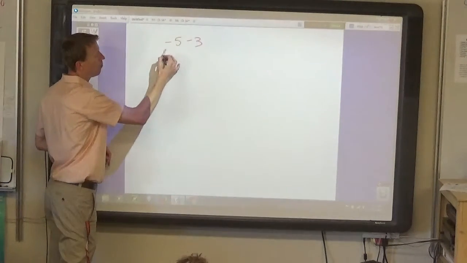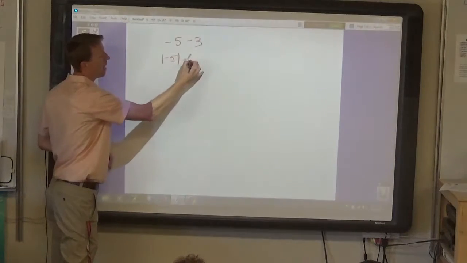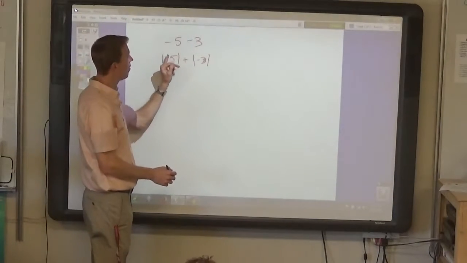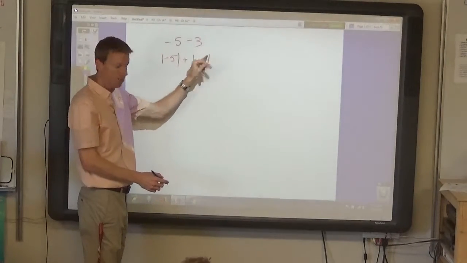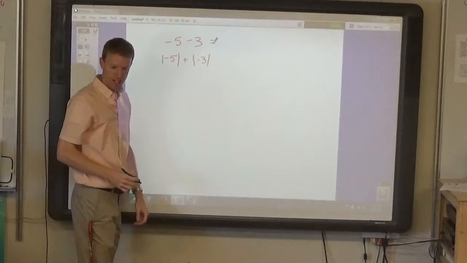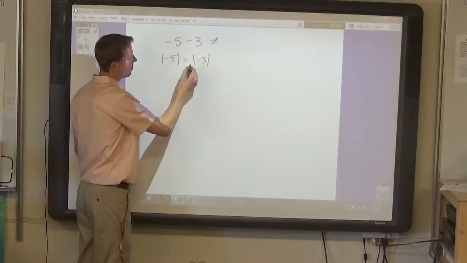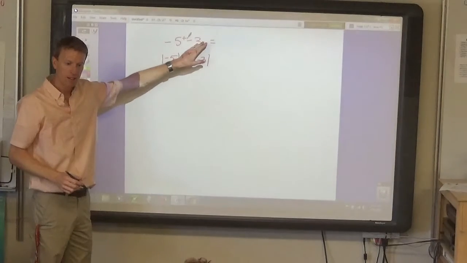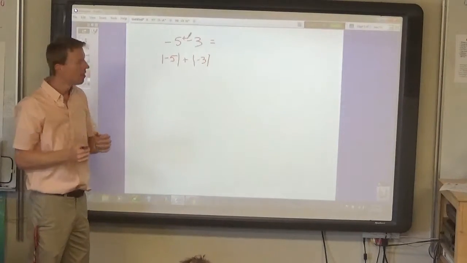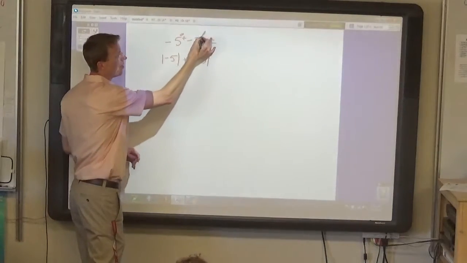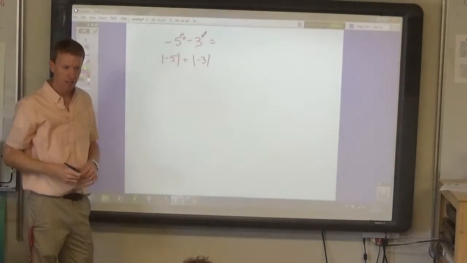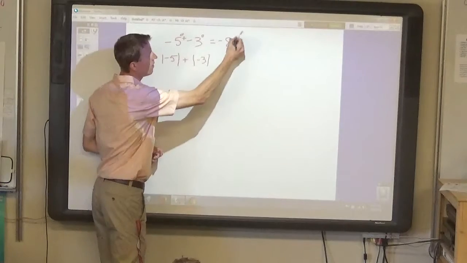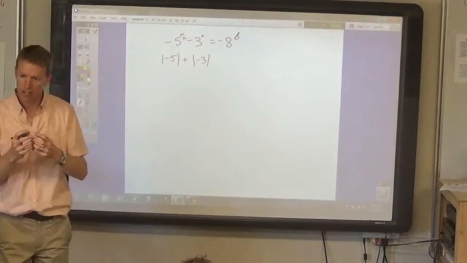Okay, so if you put bars, you could think of it as the absolute value of negative 5 plus the absolute value of negative 3. But the answer is going to be negative, isn't it? No. Because we're adding, remember, if they have the same sign, you combine the numbers. This is just like negative 5 degrees minus 3 degrees. So it's negative 5 degrees plus negative 3 degrees. And that is negative 8 degrees. They have the same sign, so you add the digits. Okay?